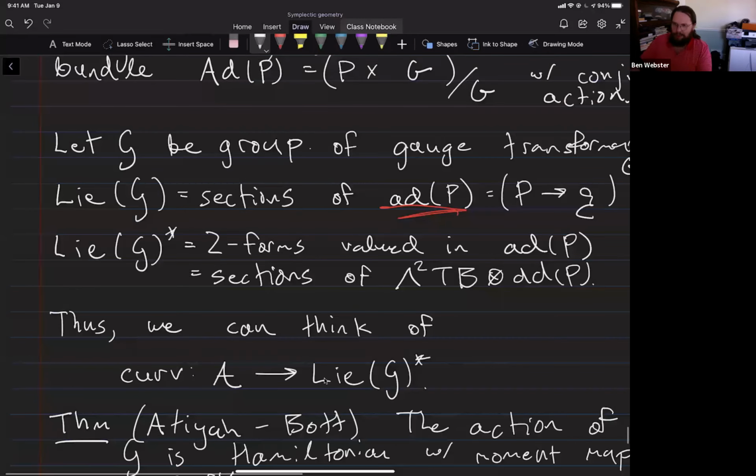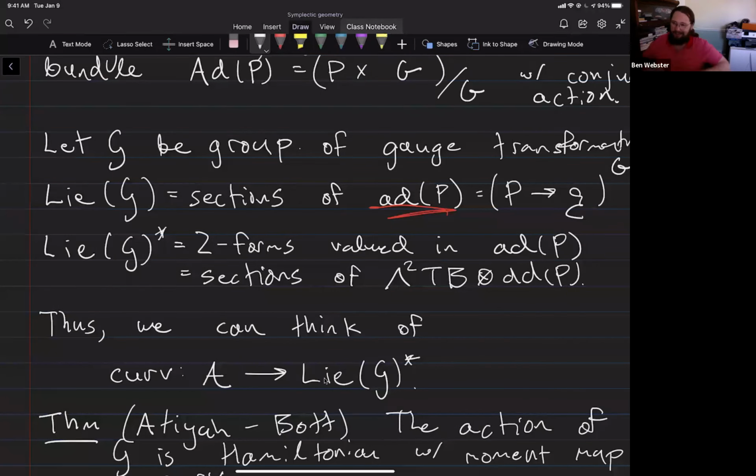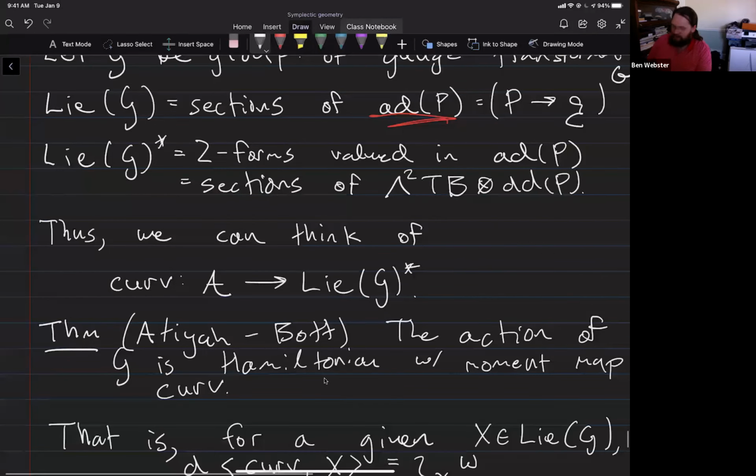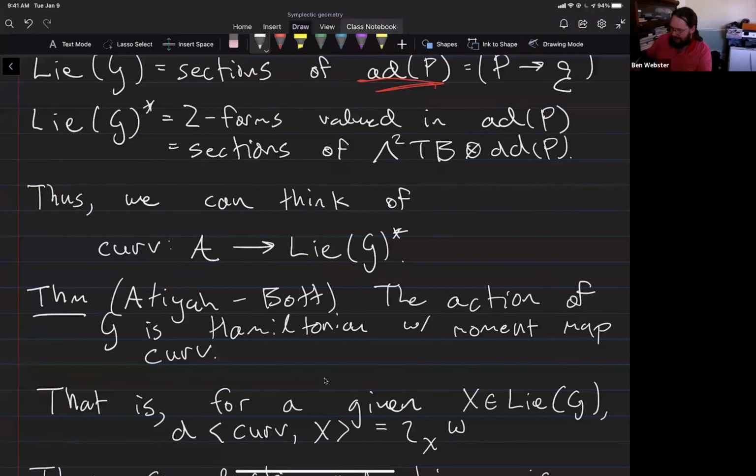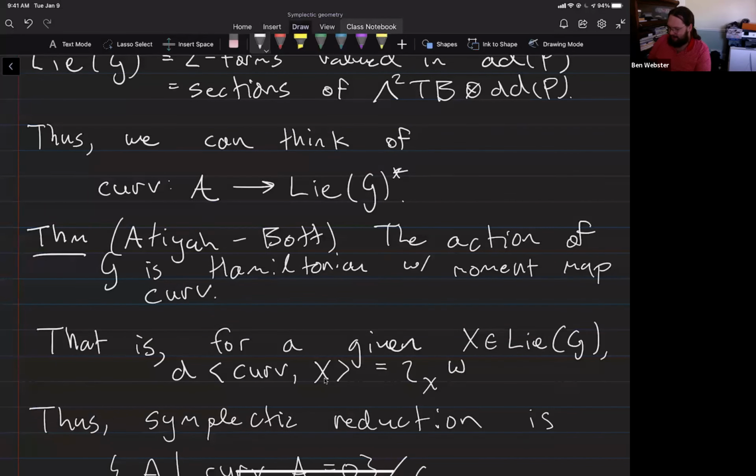So again, you have to be a little bit careful about what I mean here. I certainly don't mean the full vector space dual, but that's a vector space with a natural pairing. So I can think of curvature as actually mapping from the space of connections into the dual of this Lie algebra. And it's a theorem of Atiyah and Bott that the action of the gauge group on the space of connections is Hamiltonian with moment map given by the curvature.